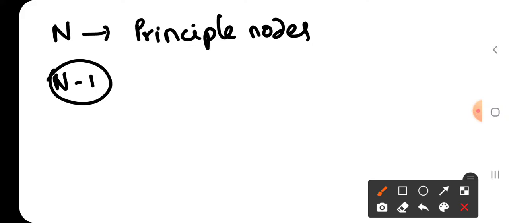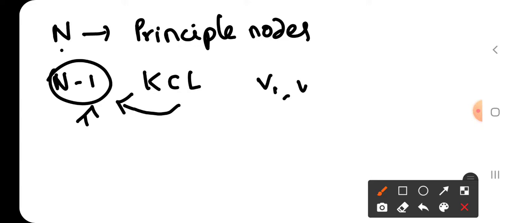Then in nodal analysis, the independent voltages are solved by using KCL equations. Now we are going to apply KCL for n minus 1 nodes. So before applying the KCL to the network which contains n nodes, we apply the KCL for n minus 1 nodes. Let me assume that V1, V2, and so on up to Vn are the node voltages. These are the node voltages.